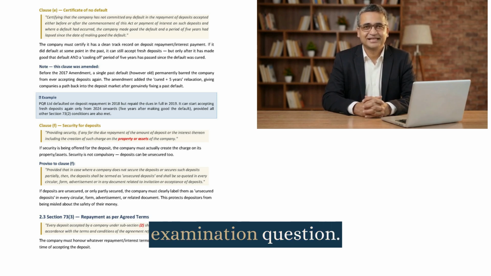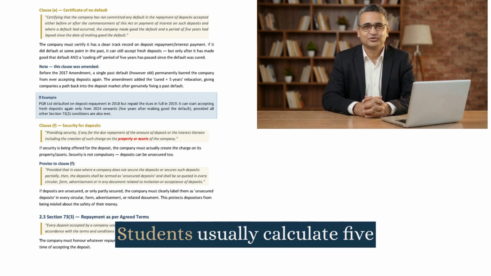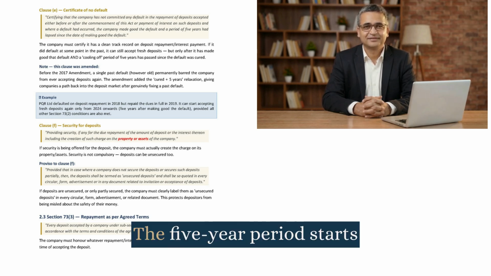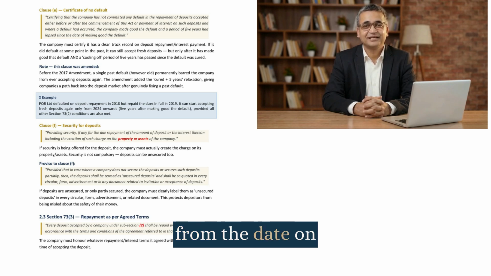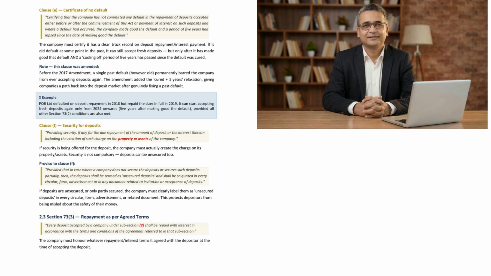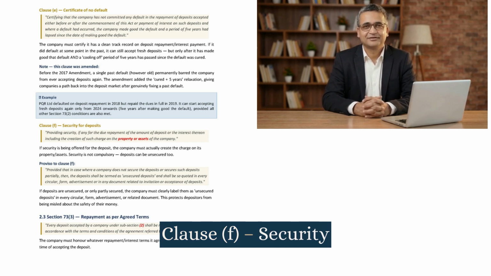This is a favorite examination question. Students usually calculate 5 years from the date of default. That's incorrect. The 5-year period starts from the date on which the default is made good, not from the date when the default originally occurred. Remember that distinction.